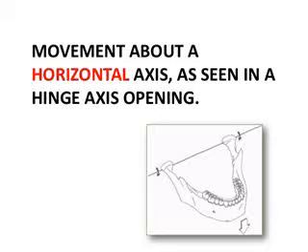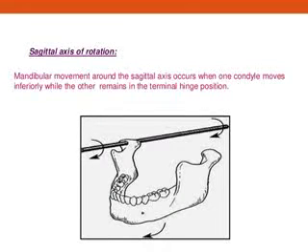هذا سلايد آخر يوضح لنا movement around or about the horizontal hinge axis as seen in a hinge axis opening، يعني terminal hinge axis around the transverse horizontal axis in opening and closing. هذا سلايد آخر يوضح لنا sagittal axis of rotation in which the mandibular movement around the sagittal axis occurs within طبعا the frontal view when one condyle moves inferiorly while the other remain in the terminal hinge position. طبعا احنا قلنا هذه ال rotational movements هي basic movements occurs within a specific levels around a specific axis.